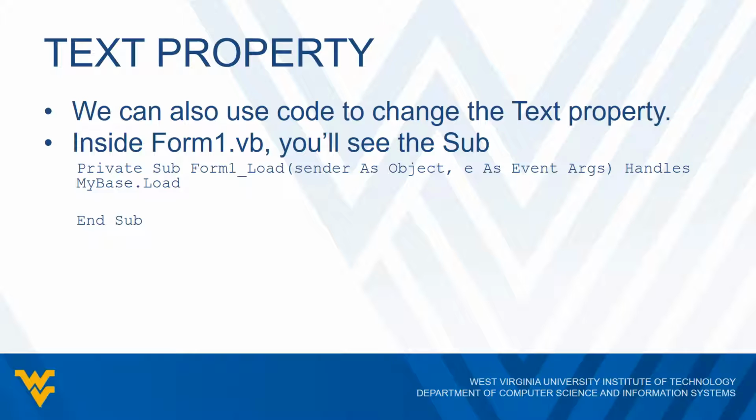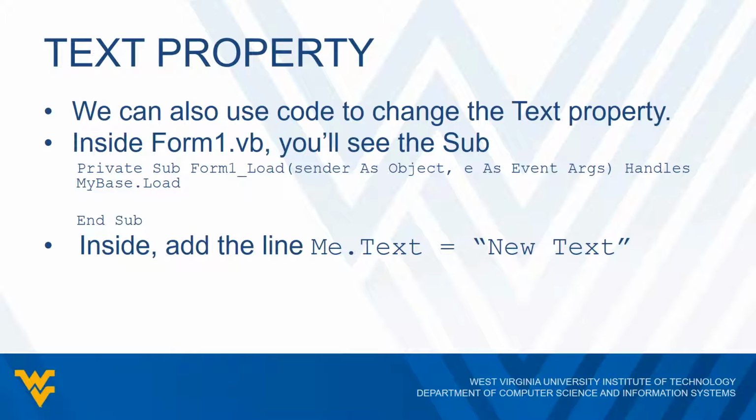I'll mention this a little bit, but this is the sub procedure that starts as soon as we load our form. That's why it's called Form1_Load. So what you can do is inside of this sub, you would add the following line of code. You would do Me.Text = "New Text", and put that in quotes. Okay, so you would just put that line in there.